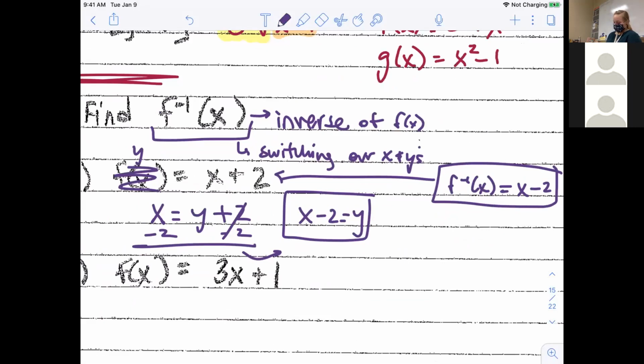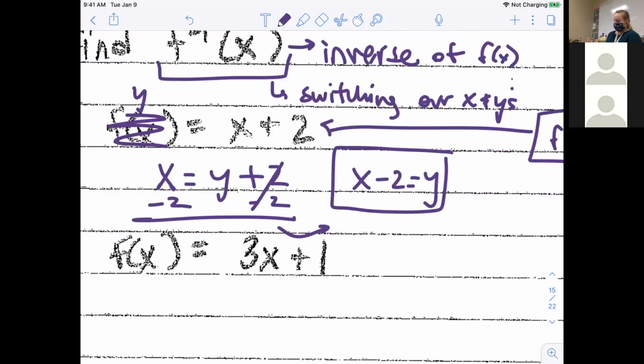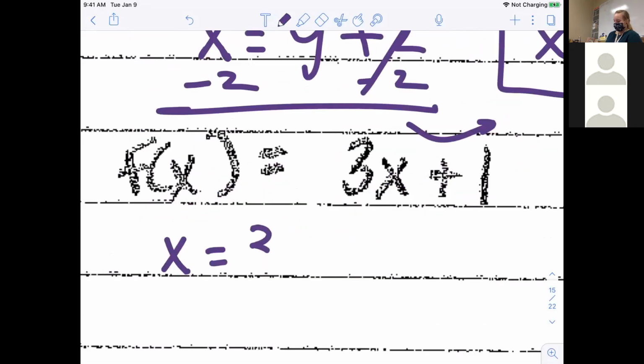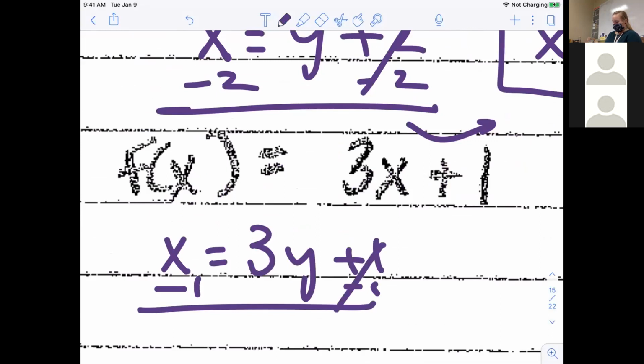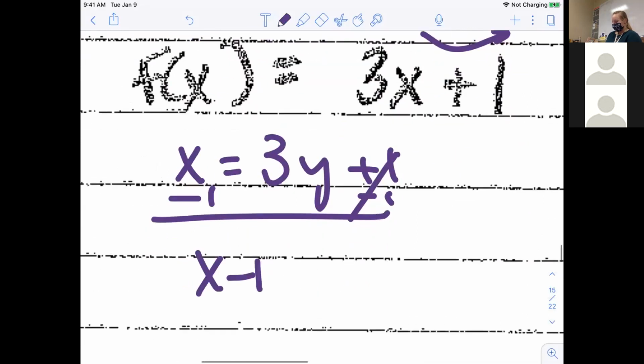Same idea for the next one. F of x equals 3x plus 1. Replace my y with x and replace my x with y. We've got x equals 3y plus 1, minus 1 from both sides. I don't normally show the minusing and dividing and adding, but sometimes, especially with inverse functions, I can miss a negative or move something over and it's positive when it shouldn't be. So I'm really, really careful about how I move it.